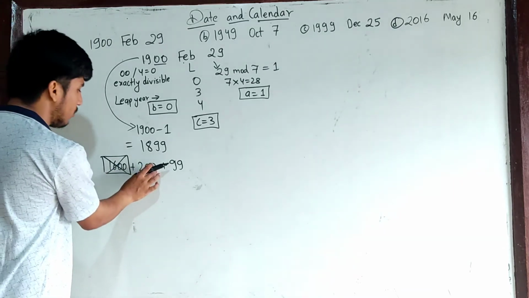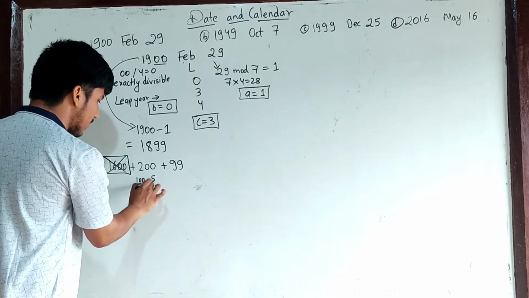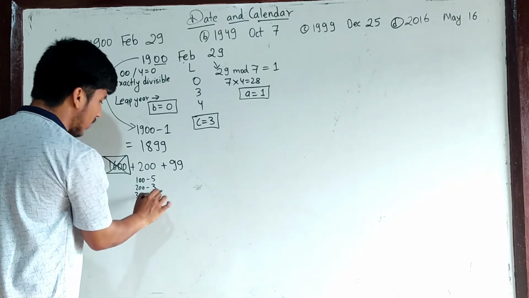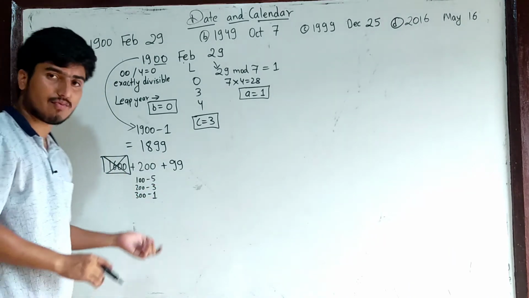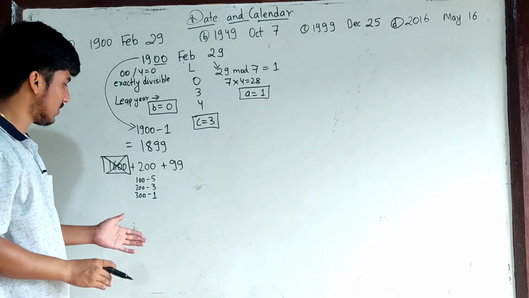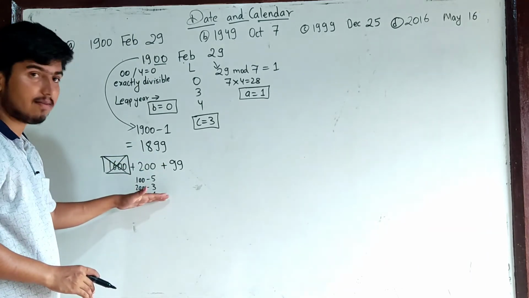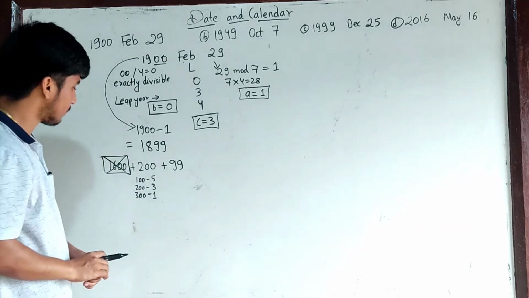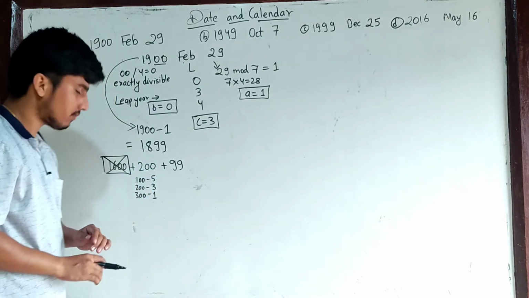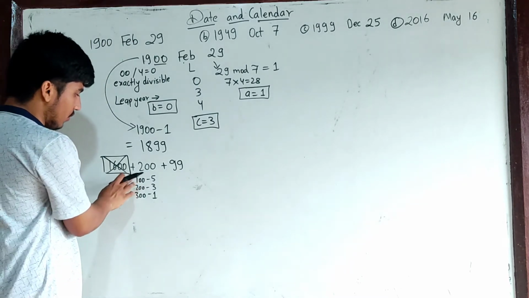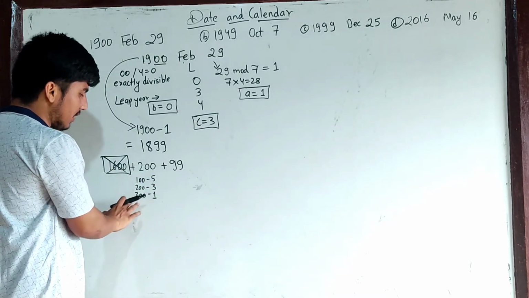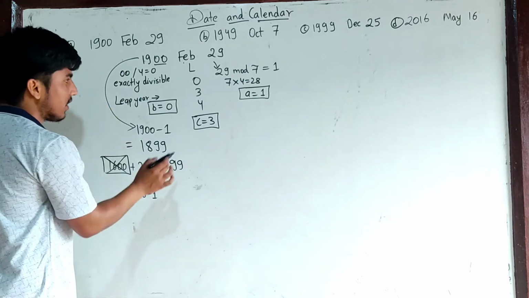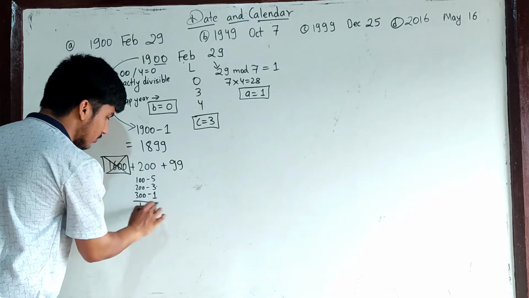And then for 200 we know that for 100 the code is 5, for 200 the code is 3, and for 300 the code is 1. If we want to memorize this easier, we go from 5 to 1. These are all odd numbers. So 5, 3, 1: 100 gets the 5, 200 gets 3, and 300 gets 1. So for 200 the code is 3, right? So we have another code, D is equal to 3.